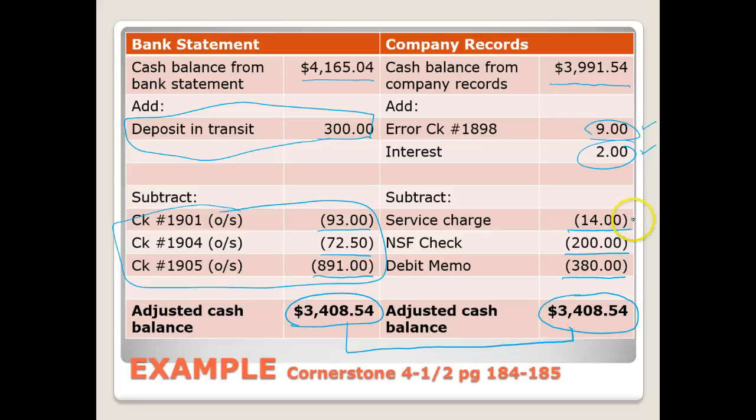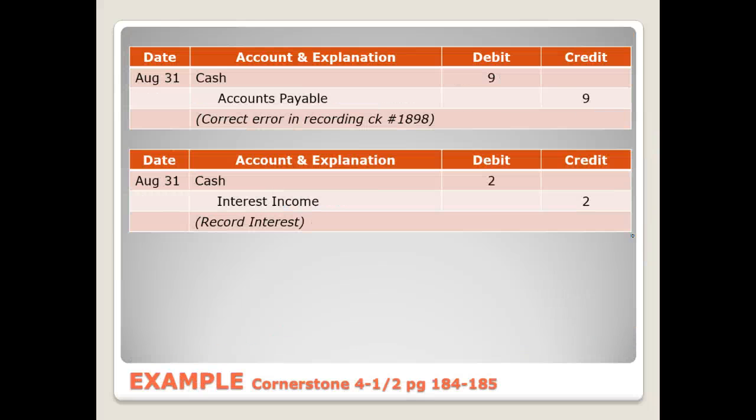And I need to adjust for service charge, NSF check, and debit memo. All of those were subtractions from my cash account, which means those are credit entries. So the other side of those journal entries will be debit entries. Let's look at my additions to cash. I had a $9 check error that added $9 of debit to my cash account, and it was a $9 credit entry to accounts payable. Remember, it was a check the company had written, presumably to pay off some accounts payable. That means we had initially over-debited accounts payable. So we've got to put a credit back in there of $9.